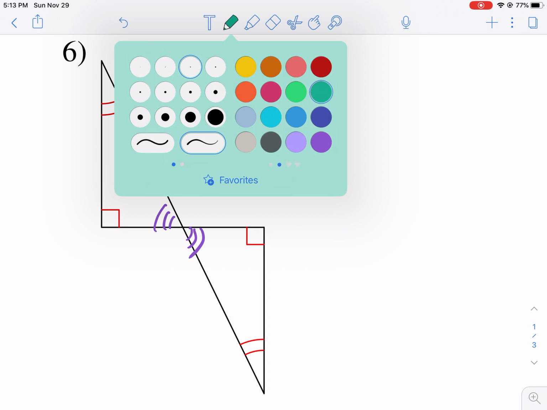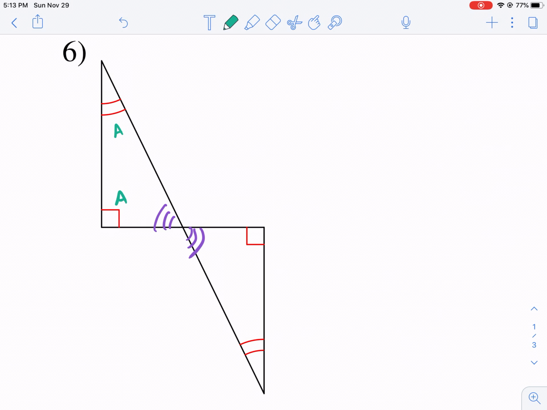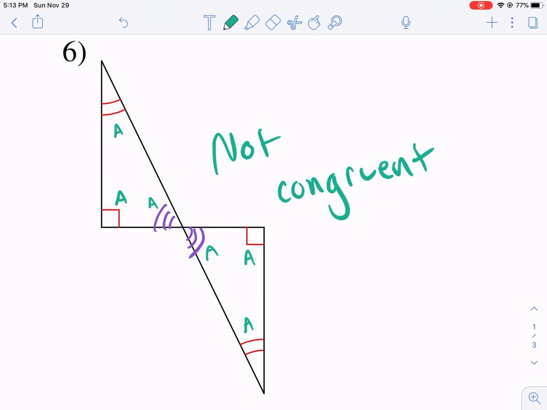So what is it? Well, here we have an angle. Here we have an angle. Here we have an angle. Okay, and it matches with these ones. So guess what? It is not congruent. Okay, if it's angle, angle, angle, it's not congruent. There's not enough info. So we'll just say AAA is not a congruence postulate.